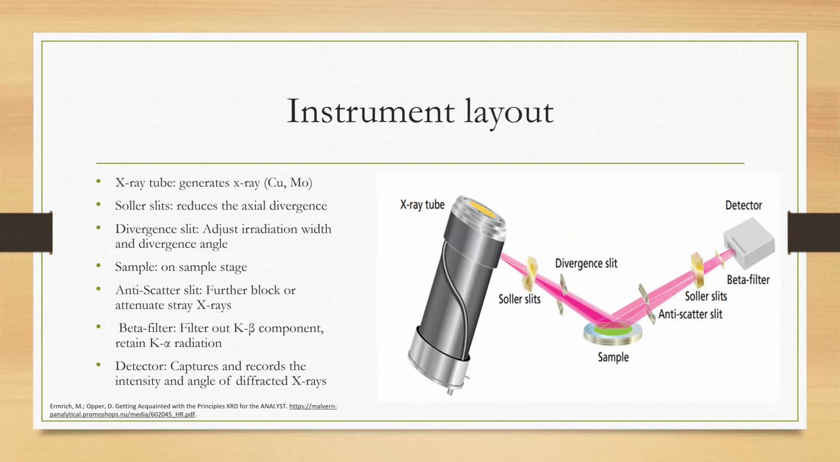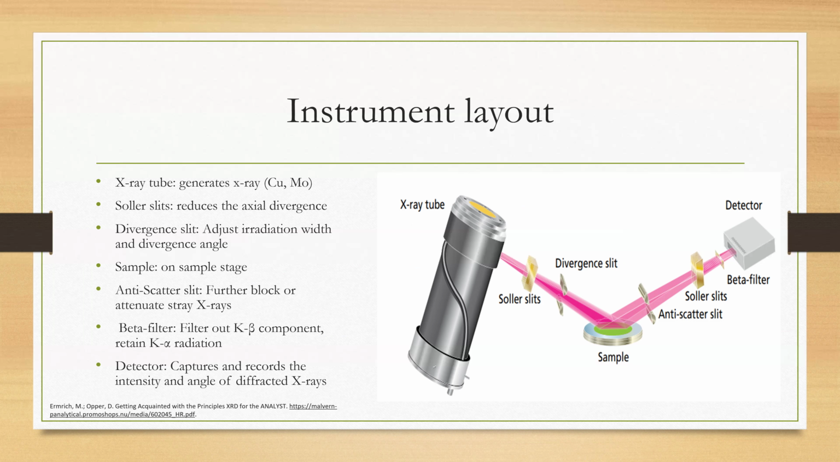And here is the instrument layout. A typical lab-based powder XRD setup includes the following components. X-ray tube: this is where X-rays are generated, often using a copper or molybdenum target. Soller slits: this reduces axial divergence, helping create a more parallel beam. Divergence slits: these are used for adjusting the beam width and divergence angle reaching the sample.